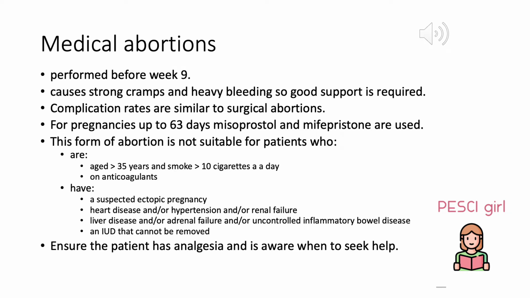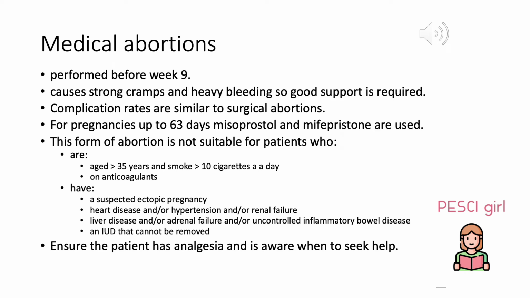Misoprostol can be given by vaginal, buccal, and sublingual route. This form of abortion is not suitable for patients who are older than 35 years and smoke more than 10 cigarettes a day, or use an anticoagulant. Also, if the patient has a suspected ectopic pregnancy, any heart disease or hypertension, renal failure, liver disease, adrenal failure, or uncontrolled inflammatory bowel disease, or has an IUD that cannot be removed, this is not appropriate for her.